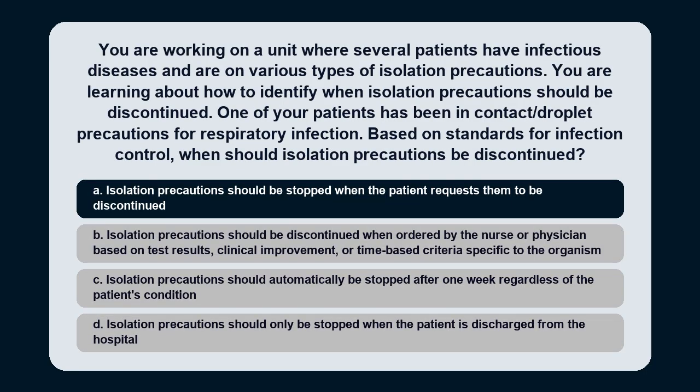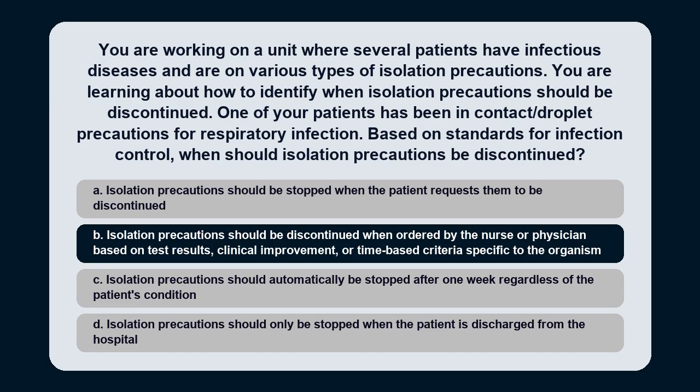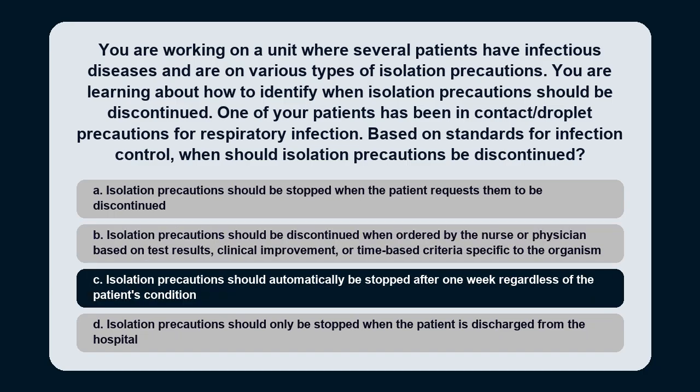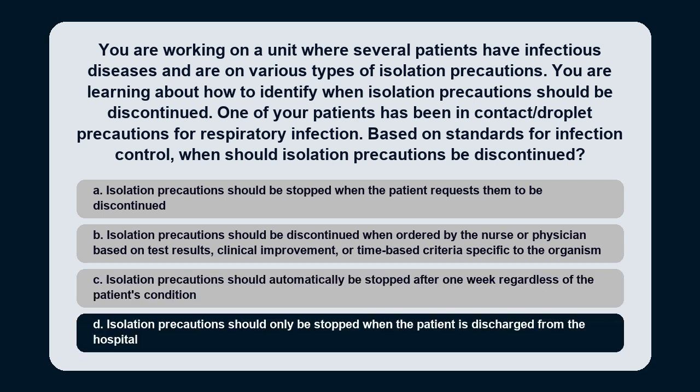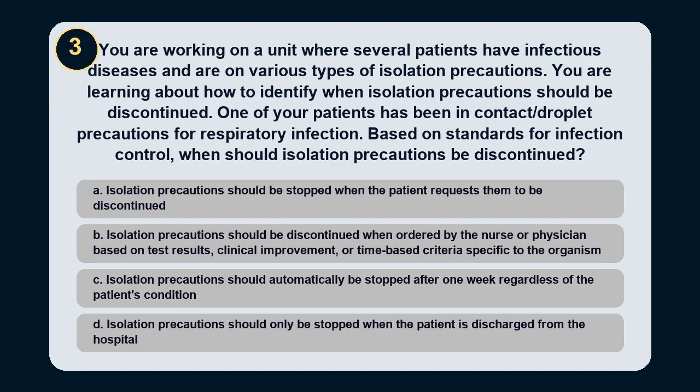Option A. Isolation precautions should be stopped when the patient requests them to be discontinued. Option B. Isolation precautions should be discontinued when ordered by the nurse or physician based on test results, clinical improvement, or time-based criteria specific to the organism. Option C. Isolation precautions should automatically be stopped after 1 week regardless of the patient's condition. Option D. Isolation precautions should only be stopped when the patient is discharged from the hospital.